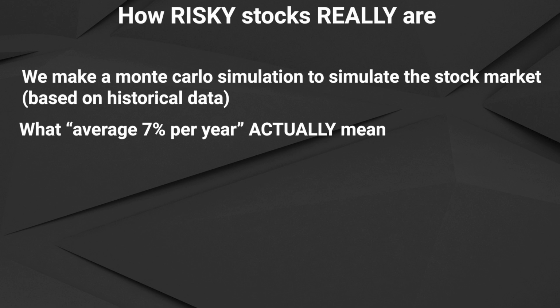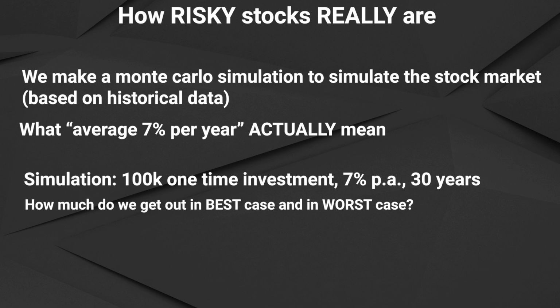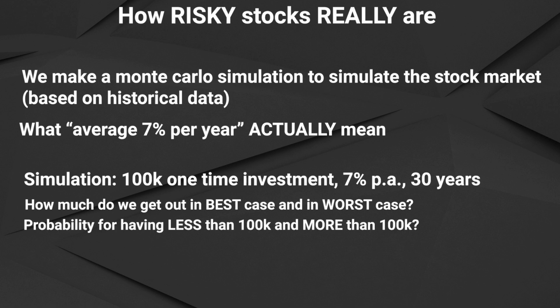Before we start, a few estimation questions for you, and you can feel free to write your ideas to me in the comments. We invest 100k in stocks for 30 years with an expected average return of 7% per year. How much capital do we get out in the best case? How much in the worst case? What is the probability that we will have less than 100k after 30 years? And what is the probability that we have more?